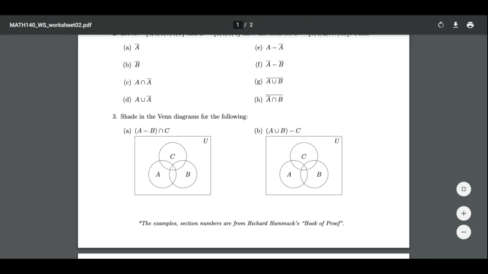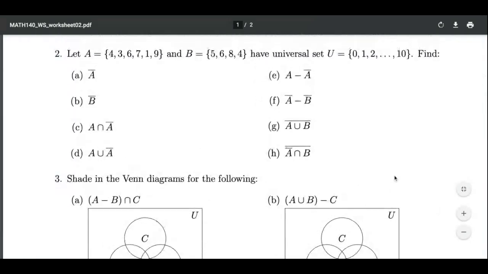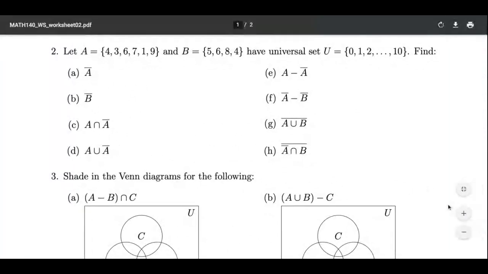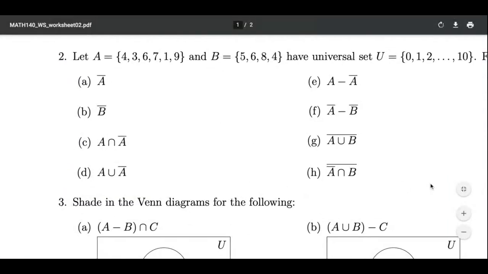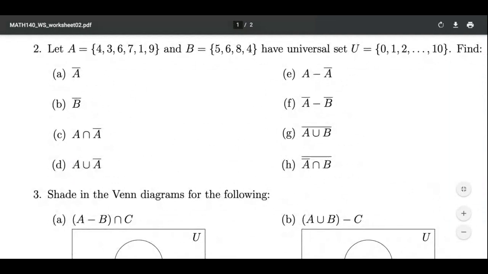Oh, it's too small. Let me make it bigger. Is this okay now? Okay.